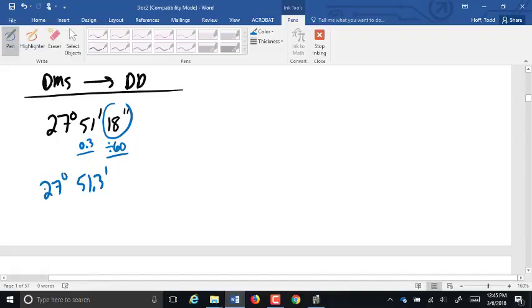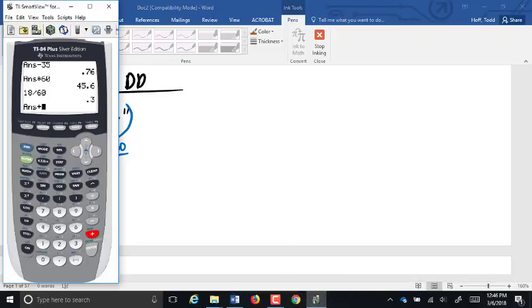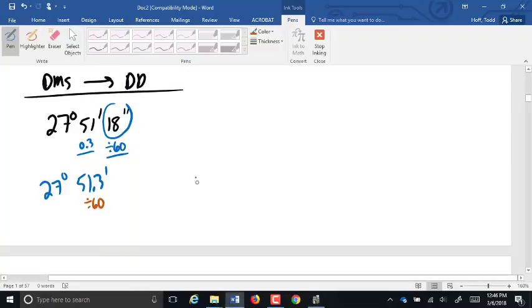So I have 27 degrees and 51.3 minutes. Now I take the smallest unit that remains, and I have to convert that. So I have the 51.3 minutes. How do I convert that into degrees? Divide by 60. So I divide 51.3 by 60, which gives me 0.855 degrees. So that adds to the 27. That gives me 27.855 degrees.